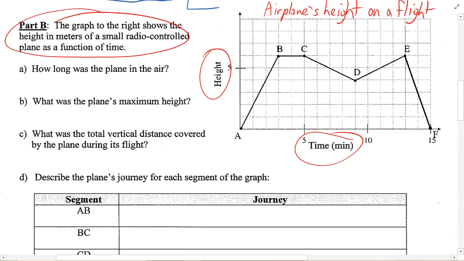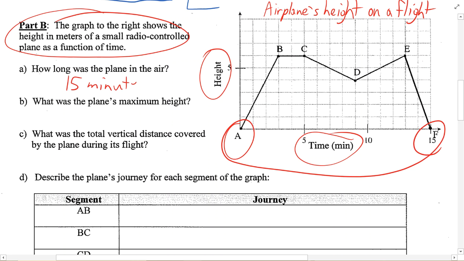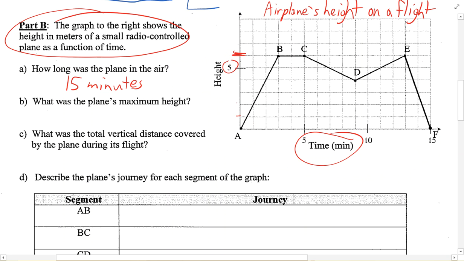How long was the plane in the air? So basically, you start at 0 and it went for 15 minutes. So it was in for 15 minutes. That's how long it was in the air. Next, what was the plane's maximum height? So we're going to look here. Here's our height. The tallest height was here. Now this is a 5. So we have 1, 2, 3, 4, 5. And we should have meters. Okay, there should be the unit meters. I think it got blocked off by the graph. So this would be the maximum plane's height of 6 meters.